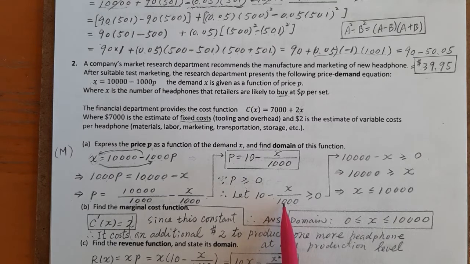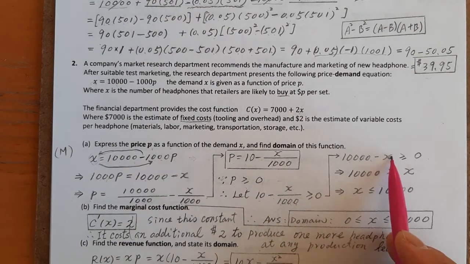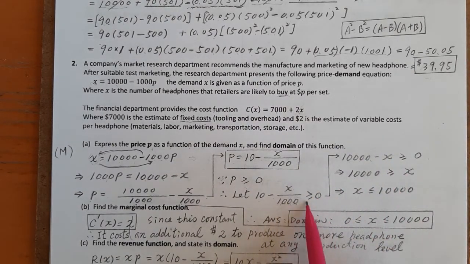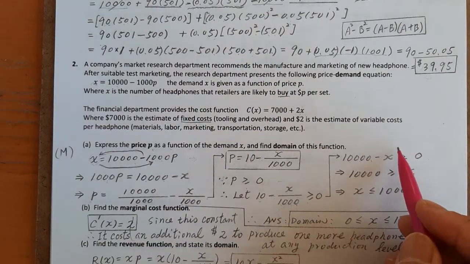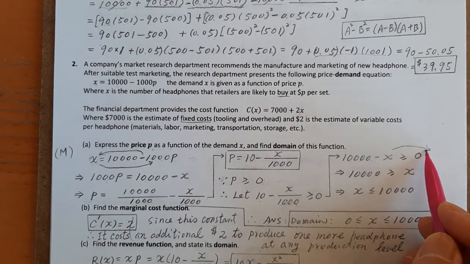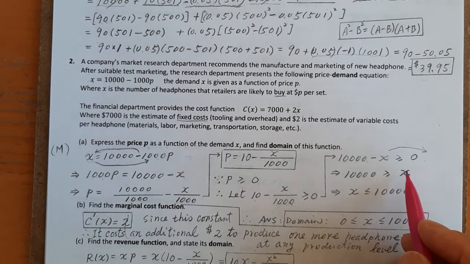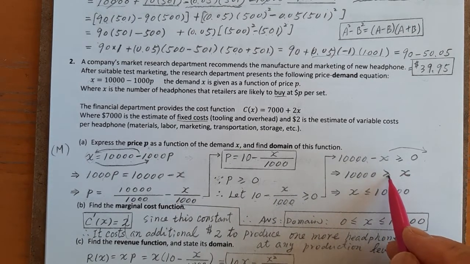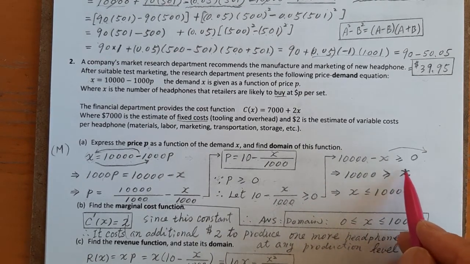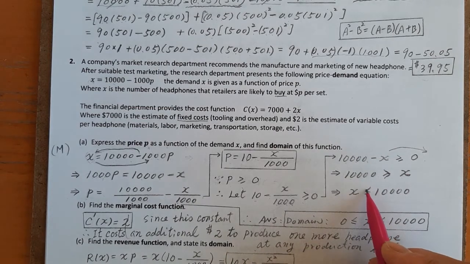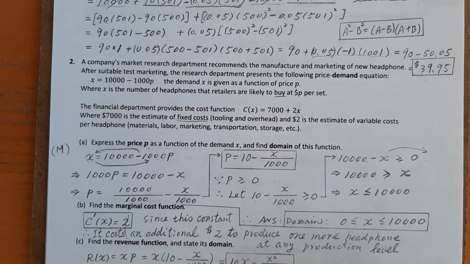So multiply each term by 1,000. 10 times 1,000 is 10,000, minus X times 1,000, the 1,000 cancels, greater than or equal to 0 times 1,000, which is 0. Then add X to both sides. The quick way is to move X to the right side and change the sign. Minus changes to plus. So this is 10,000 greater than or equal to X. To rewrite, the pointer points at the smaller side, so the X side is smaller. So rewrite as X less than or equal to 10,000.